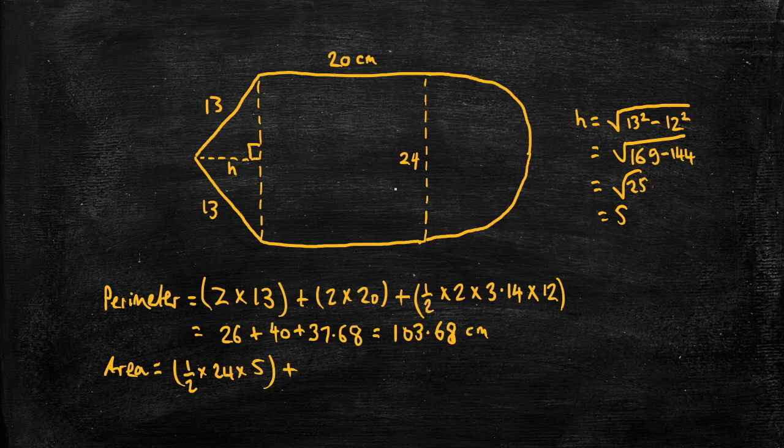And then the area of the rectangle is just 20 times 24. And then the area of the half circle is half times pi times the radius squared. Remember, the radius is half this diameter, so 12.